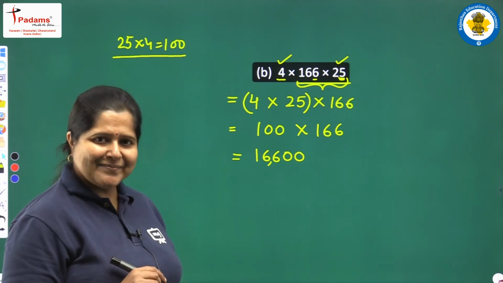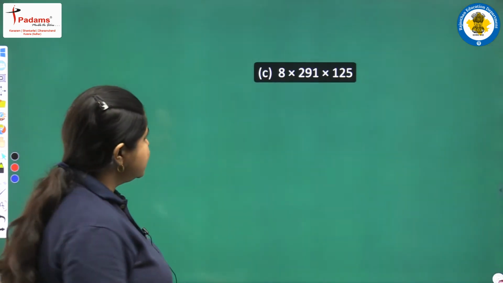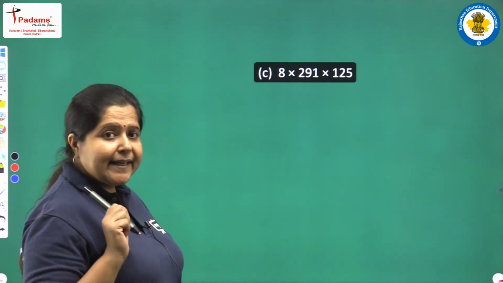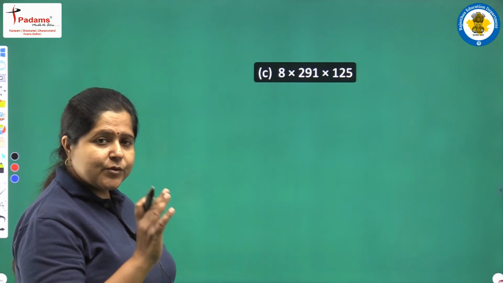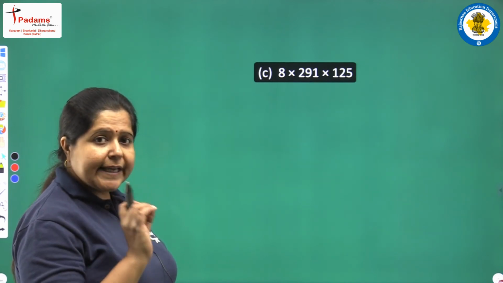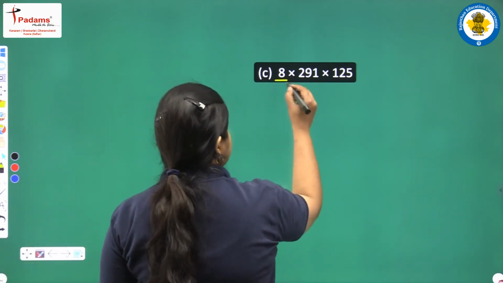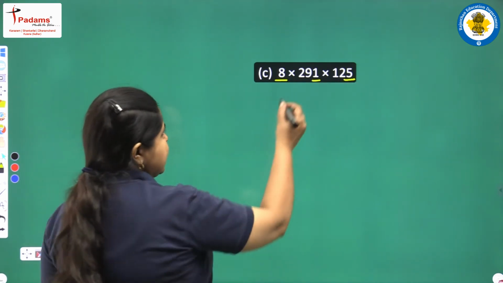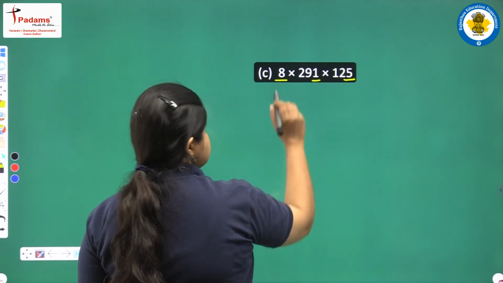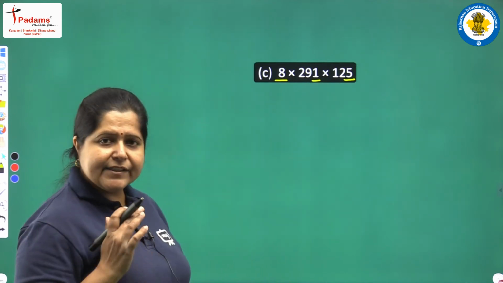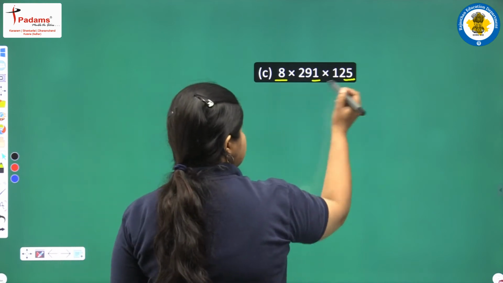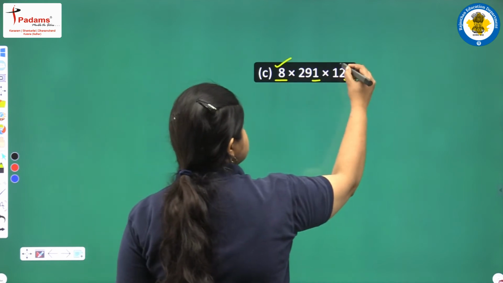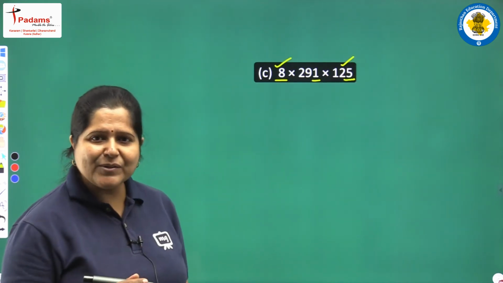Next we have one more question. 8 into 291 into 125. Clearly again we need to take up two numbers together first. We need to select those numbers by having a look at the ones place. 5 ones is 5. We cannot take these two numbers, and 8 ones is 8. Again we can't take these two numbers. But 8 into 5 is 40. We are getting a 0 at the end. So we choose these two numbers, 8 and 125.